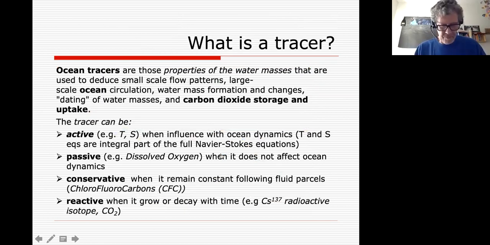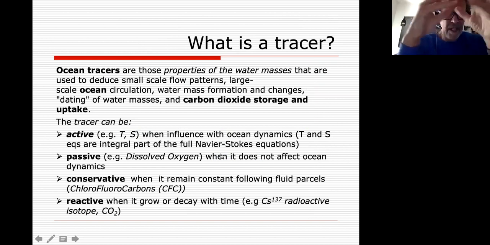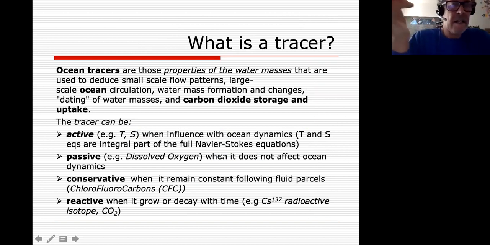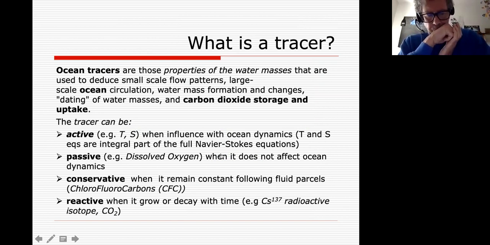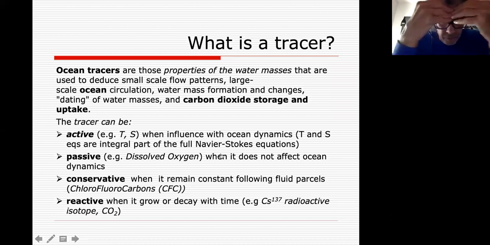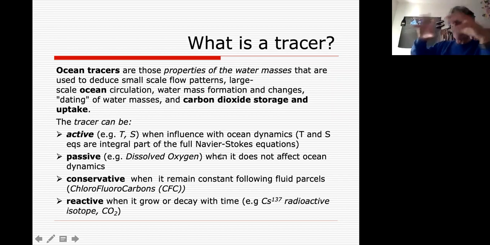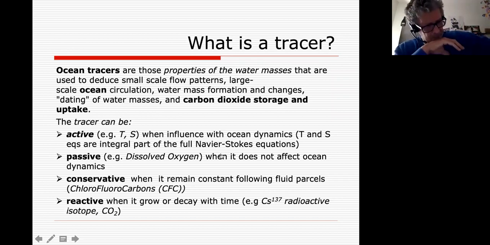Eddies move, and eddies can trap cores of water masses. They affect the properties of the water masses in this sense. So I would like to start to move from the perspective of ocean dynamics to the perspective of the ocean properties.